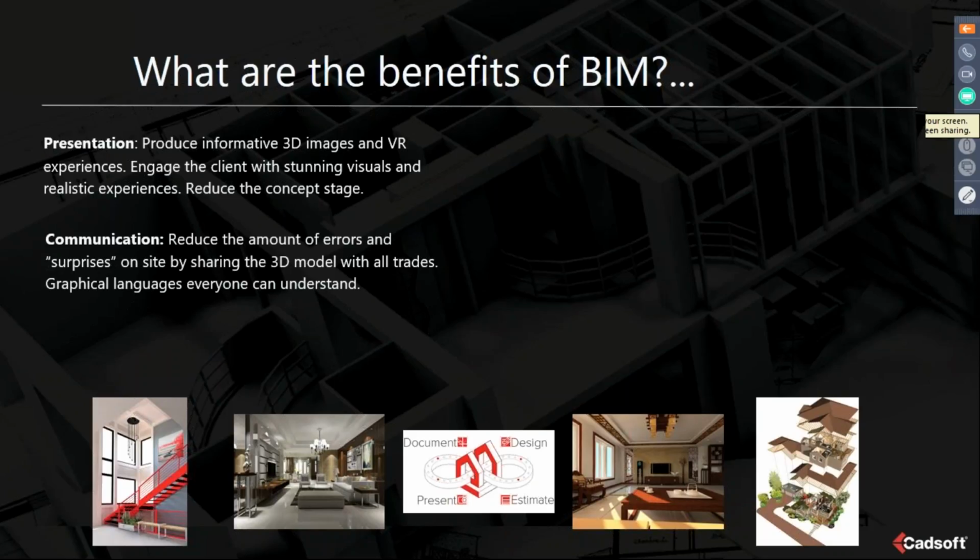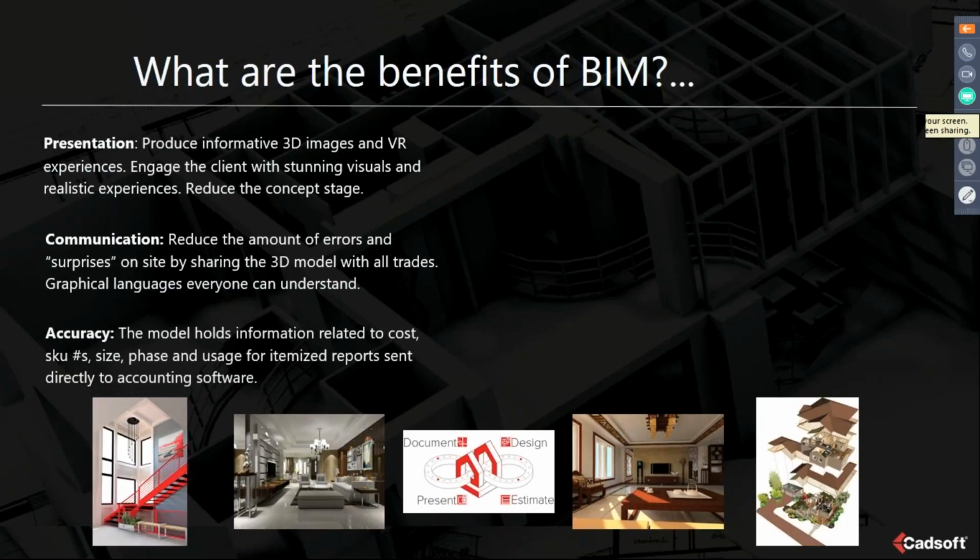Communication. You can reduce the amount of errors and surprises on site when sharing a 3D model with everyone that's involved in all of the trades. So now everyone's going to know ahead of time that there's a beam running through the model right there, right where they're going to run their HVAC. Or, whoops, we were going to put some plumbing fixtures right over top of that. How are we going to run the stack? With this graphical way of viewing a model, everyone can see these things right off the start.